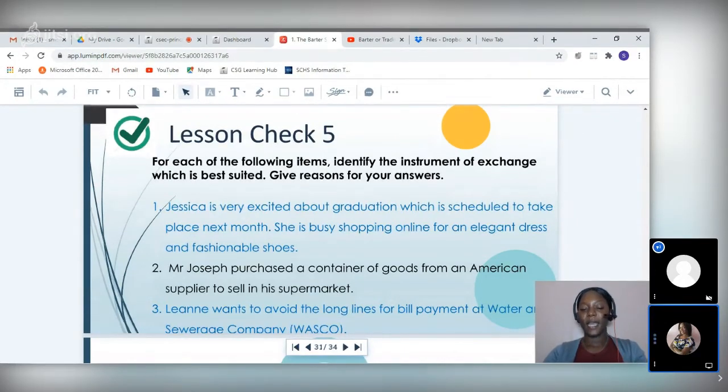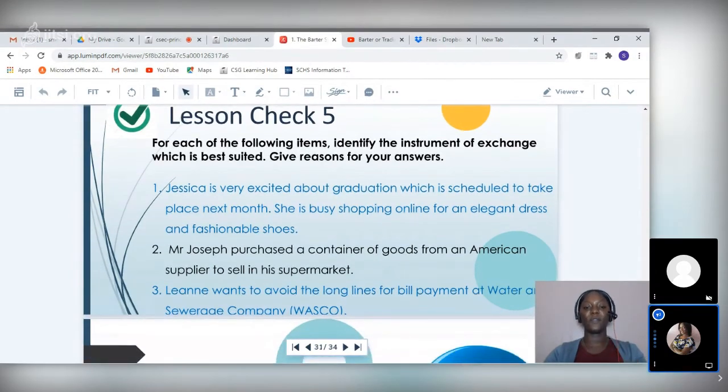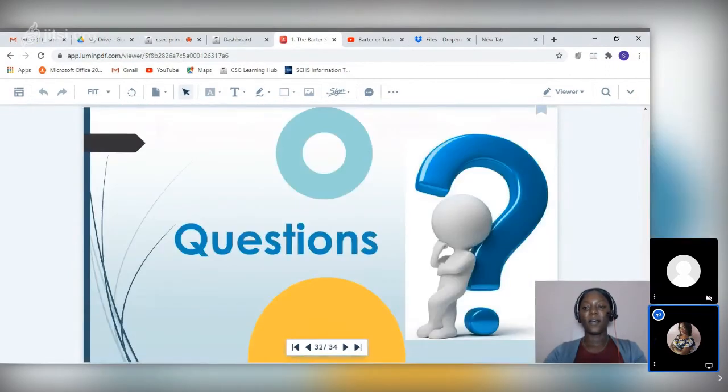And the final one: Leonie wants to avoid the long lines for bill payment at the water and sewage company, Wasco. What instrument of exchange can she use instead? Telebanking or internet banking, right? She can make payments using her phone or she can go online and make payments as well. So very good.